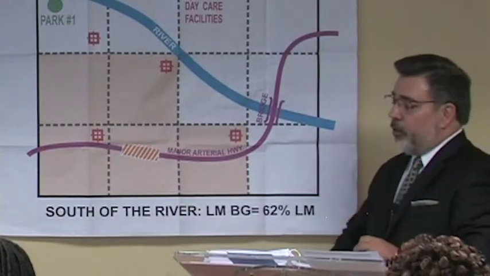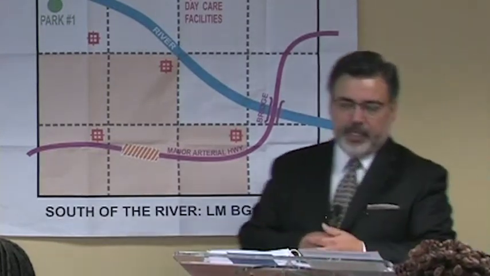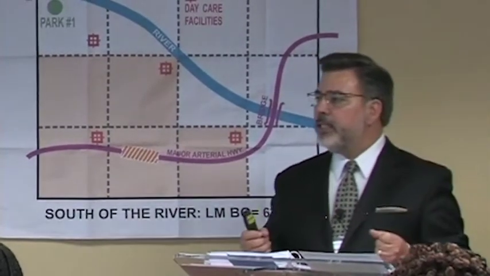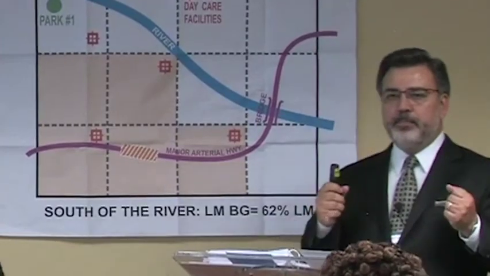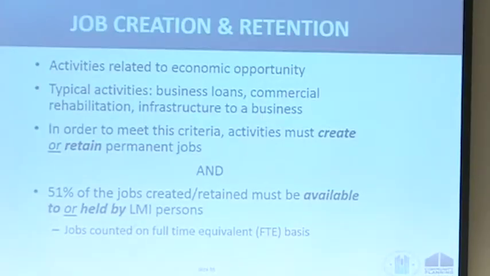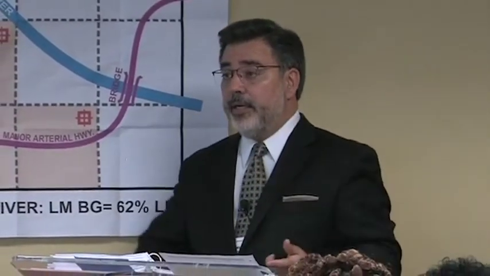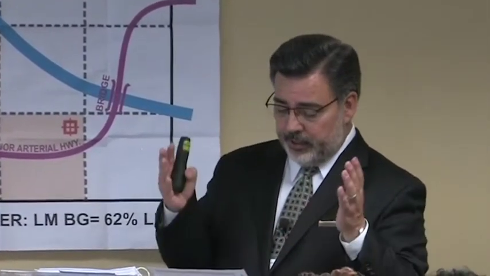In order to use this category, the activity must create or retain permanent jobs. The key there is permanent. They can't be, we're going to hire somebody for 3 months and then that's it. They have to actually be permanent jobs. And 51% of the jobs created or retained must be available to or held by low and moderate income persons. Those are the keys to job creation and retention.